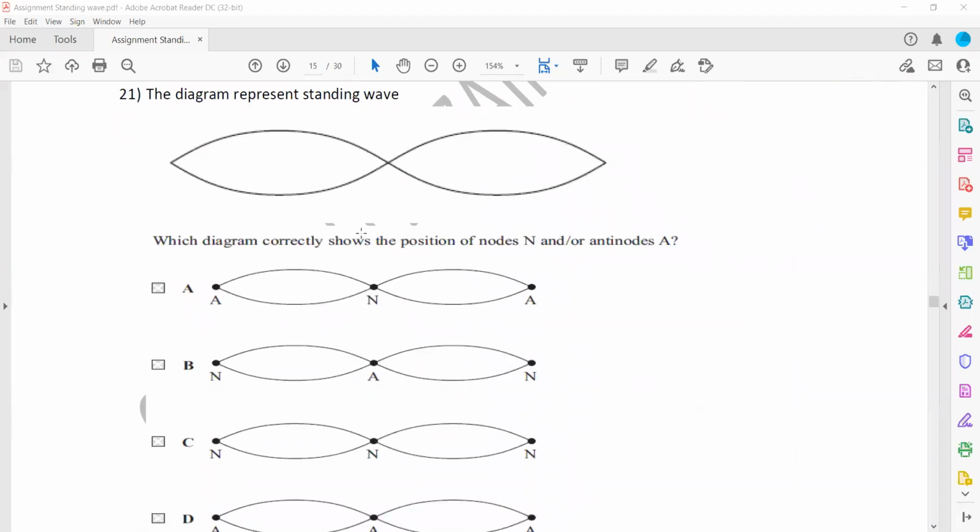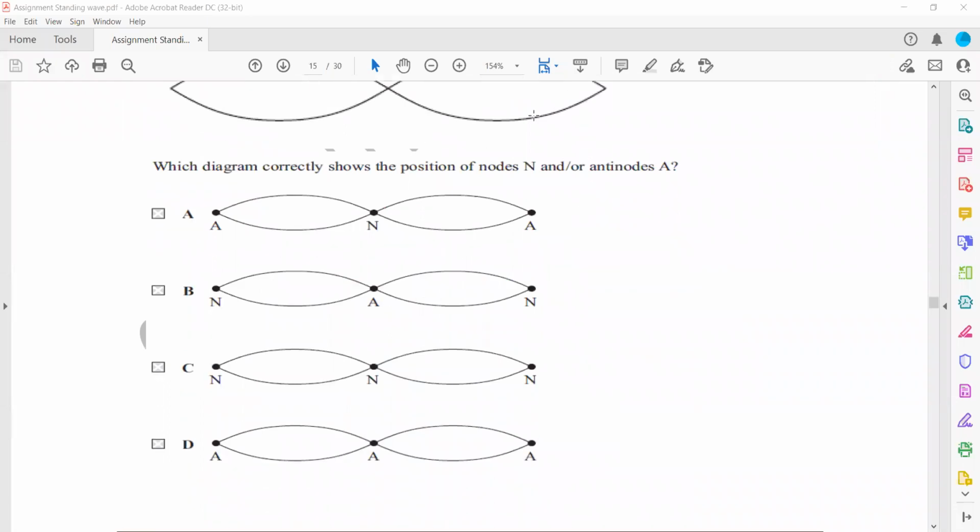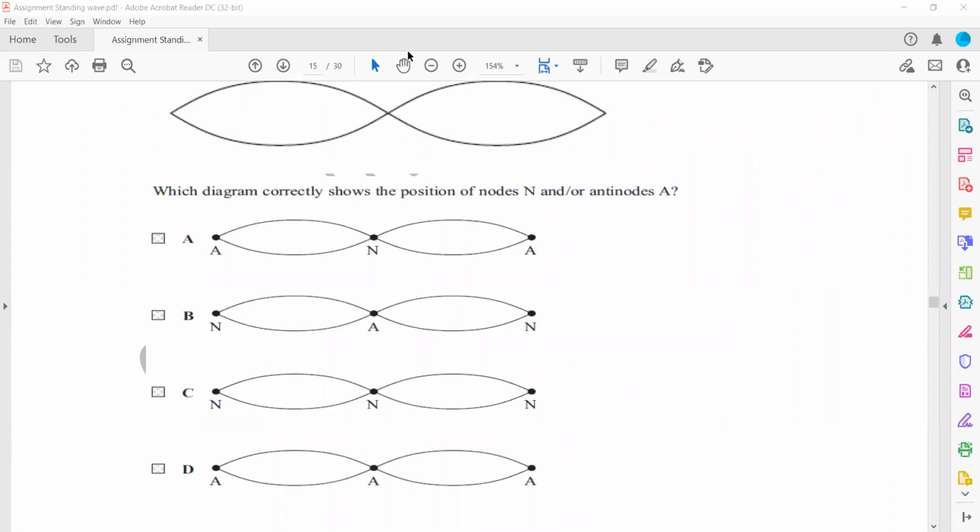The diagram represents the standing wave. Which diagram correctly shows the position of node and antinode? So this is wrong because no, this is not an antinode. This node is correct, antinode is wrong. Node is correct, and node is correct. So C here is totally wrong. So C is the right answer.